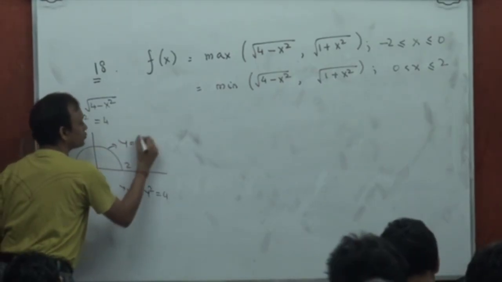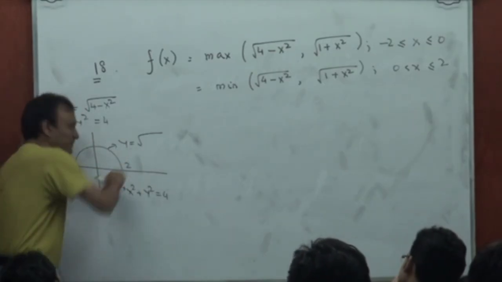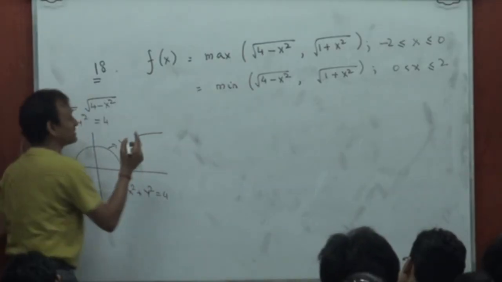The lower part is y equal to minus root 4 minus x squared. The lower part of the circle is actually y equal to minus root 4 minus x squared.